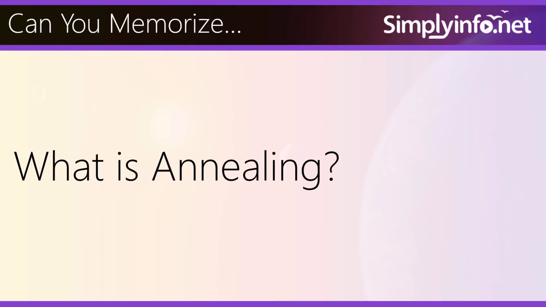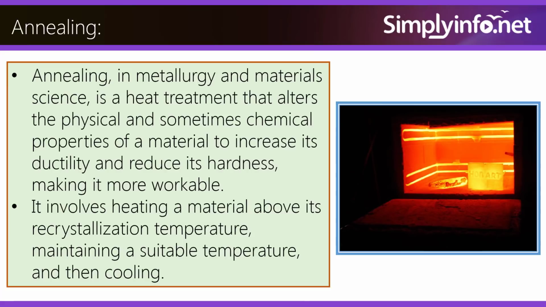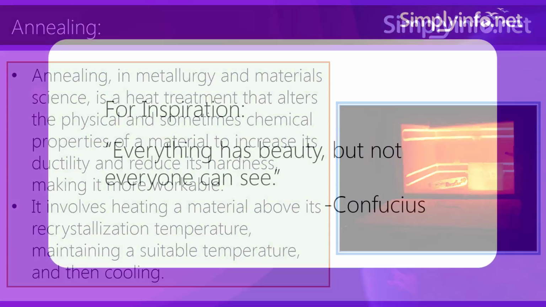Can you memorize what is annealing? Annealing in metallurgy and material science is a heat treatment that alters the physical and sometimes chemical properties of a material to increase its ductility and reduce its hardness, making it more workable. It involves heating a material above its recrystallization temperature, maintaining a suitable temperature, and then cooling.